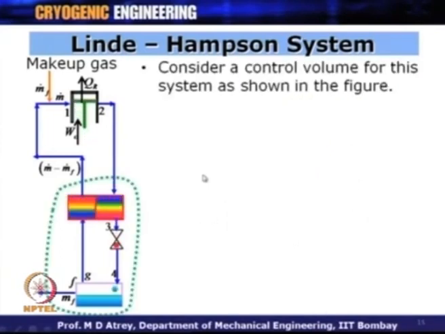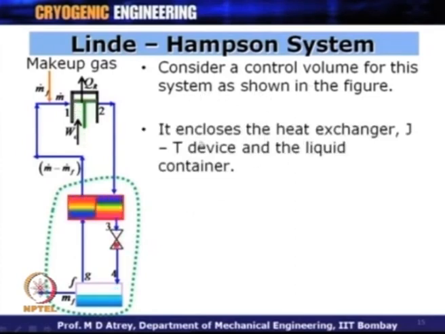Now, having done this, let us have a control volume over here in this region. So, we want to now analyze this cycle in order to understand what is the work input to the system, or what is the fraction of the gas that has got into the liquid region. As a fraction of m dot, how much mf has come in liquid form. So, consider a control volume for this system as shown in the figure. It encloses the heat exchangers. The control volume is basically enclosing the heat exchanger, JT valve and liquid container, as you can see from this.